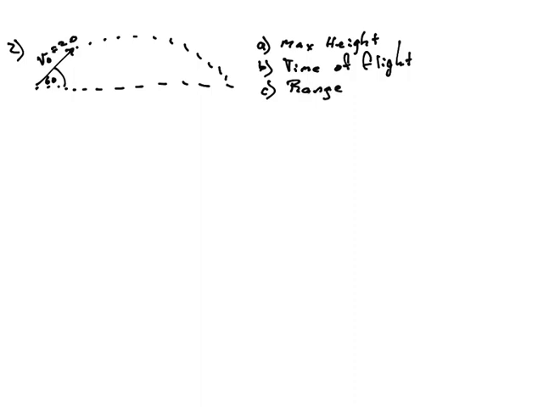What do I want to calculate? I want to know, part A, let's say, what is the maximum height reached by the cannonball? Part B, maybe I want to know the time of flight. And then part C, the range. How far horizontally does a cannonball go?